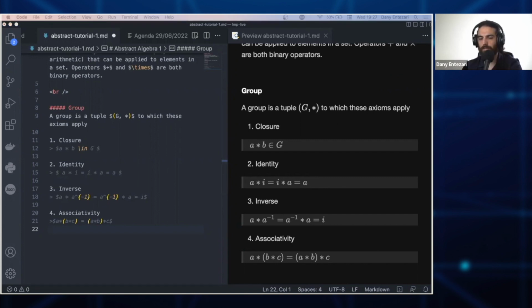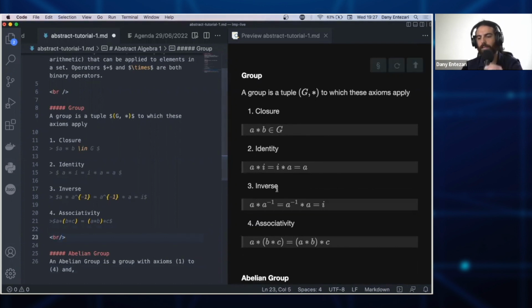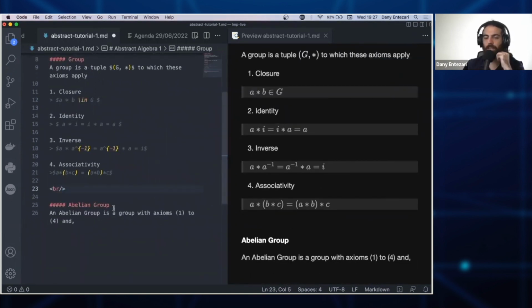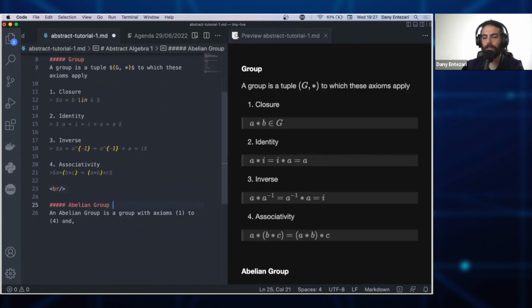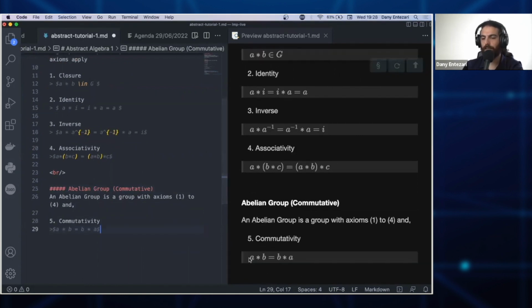Abelian group. Does anyone know the synonym for the abelian group? Exactly, a commutative group. And why is it called commutative? Because you have axioms 1 to 4 plus a fifth axiom, which is commutative. It simply means if you multiply A times B, it's the same thing as multiplying B times A.